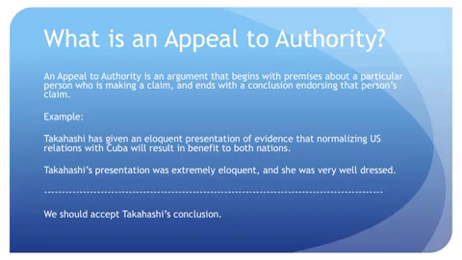Okay, so here's an example of an appeal to authority. It's a particularly egregious example, not one that anyone would be consciously guilty of making, but still an example to give us the rough idea. So, premise one, Takahashi has just given an eloquent presentation of evidence that normalizing U.S. relations with Cuba will result in benefit to both nations. Premise two, Takahashi's presentation was extremely eloquent, and she was very well dressed. Conclusion: we should accept Takahashi's conclusion to the effect that normalizing relations between the United States and Cuba will result in benefit to both countries.